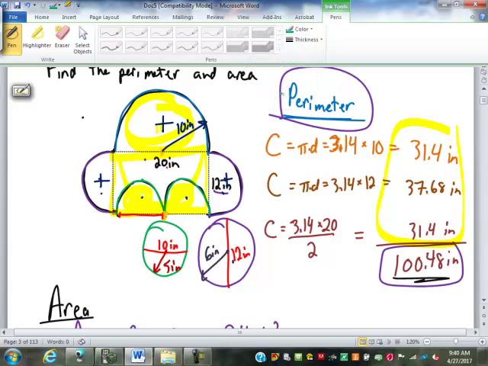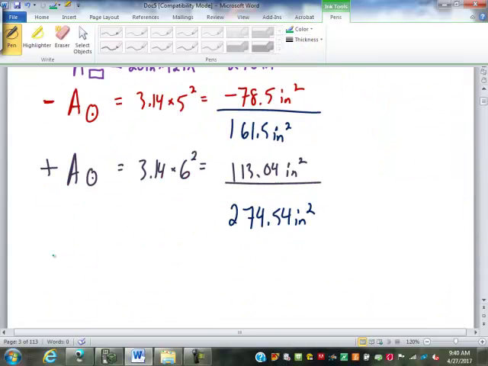So for that area, we're going to add the area of the half circle. That's pi 3.14 times 10 squared, but then what else do we have to do to it? It's a half circle, so it's divided by 2. So that ends up being 157.